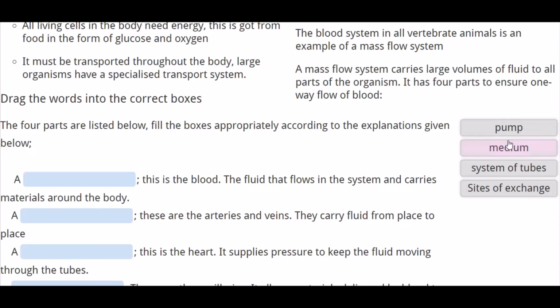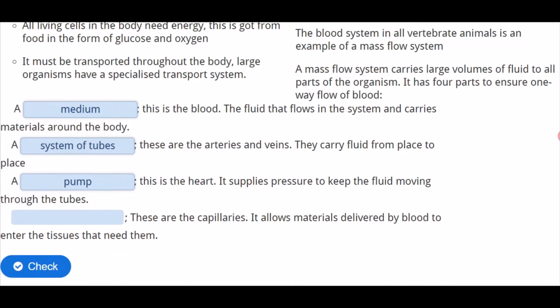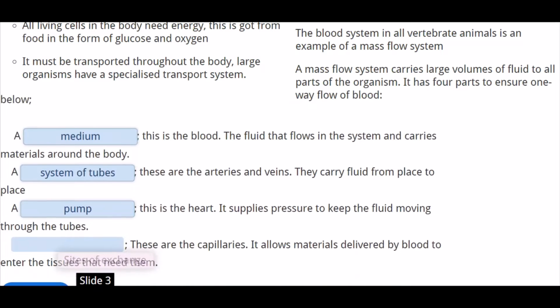The blood is the medium that carries materials around the body. The system of tubes, these are the arteries and veins that carry fluid from place to place. And then we have the pump, which is the heart. It supplies pressure to keep the fluid moving through the tubes. And we also have the capillaries. This is the site of exchange of materials.